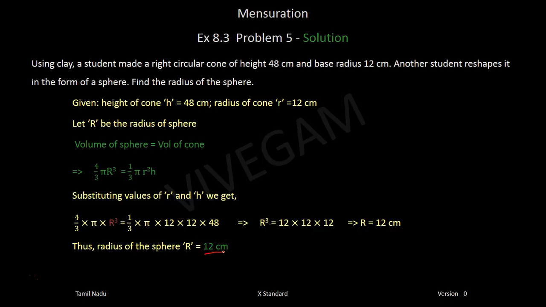So the key point is this: the volume of the sphere is the volume of the cone. Once you know this, everything else is a little easy to do. So I hope you got your working correct. If not, please check where things have gone wrong and correct it. If you have not understood the concept, please go back to the discussion part of the video and review it.